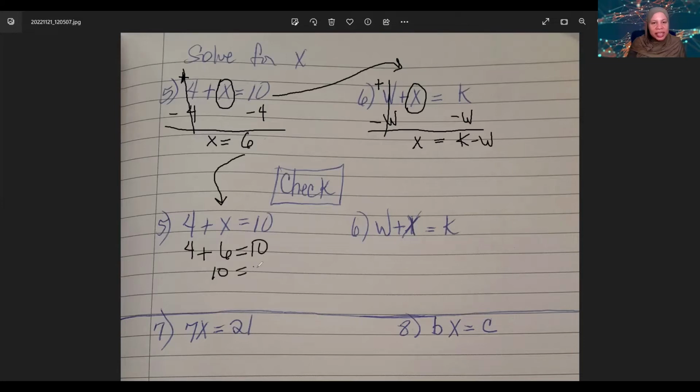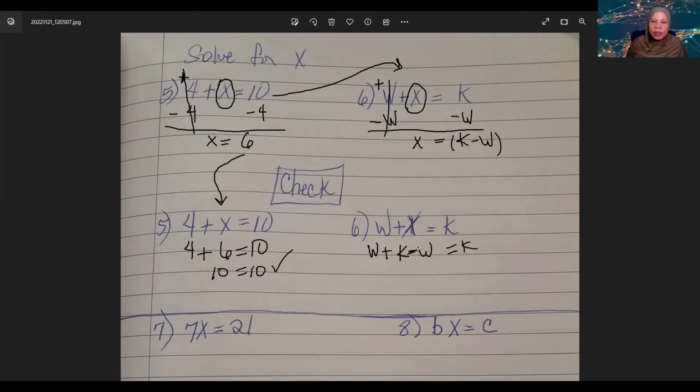10 equals 10. Yes, it's correct. Now, if you want to check this one, K minus W, you put it where the X is. So you can say W plus K minus W equals K.